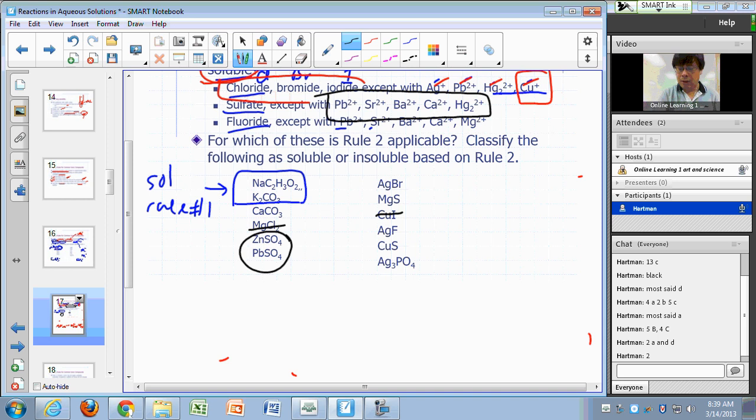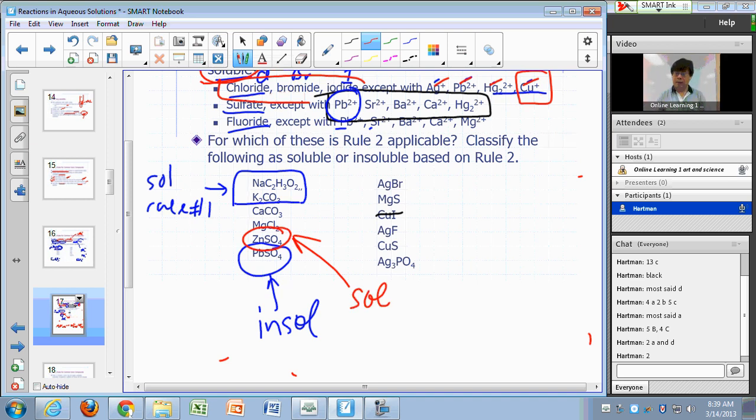So this one right here, lead sulfate, we say is insoluble, because that's a sulfate combined with lead, so that's an exception. Zinc sulfate, on the other hand, is not an exception, so that's a typical sulfate. It's soluble in water.